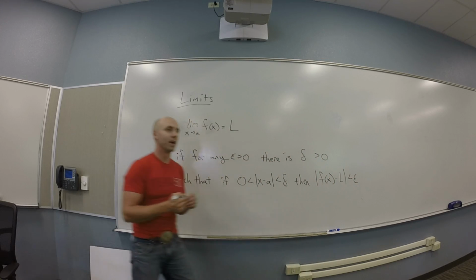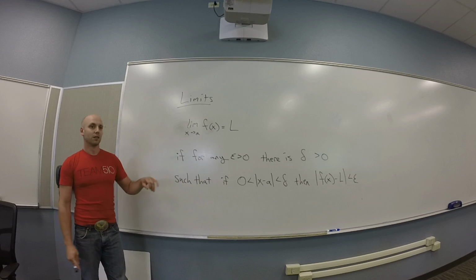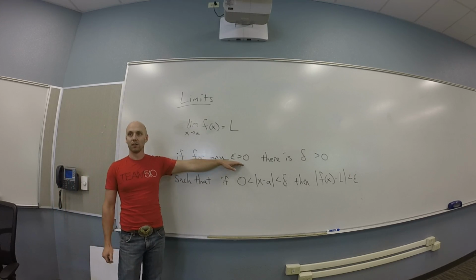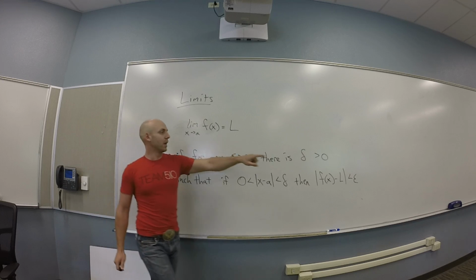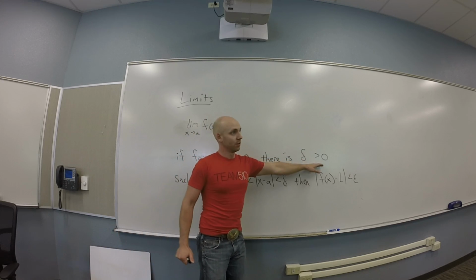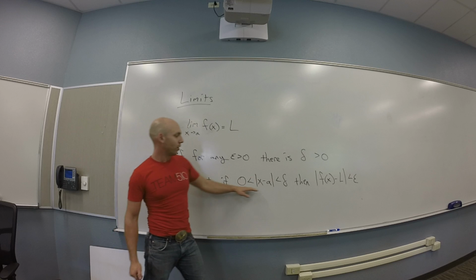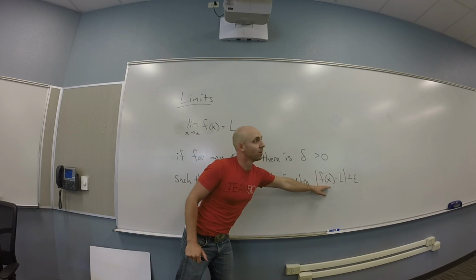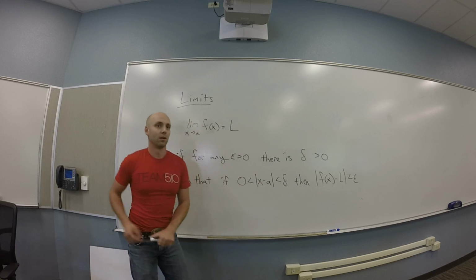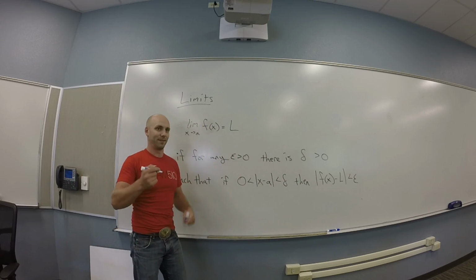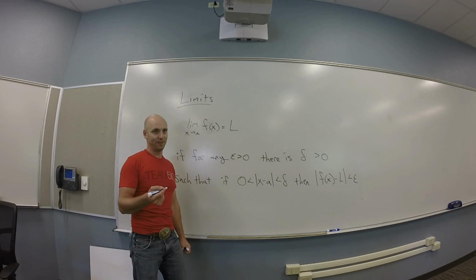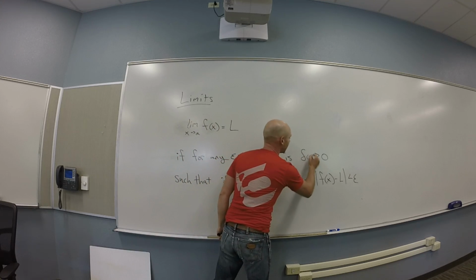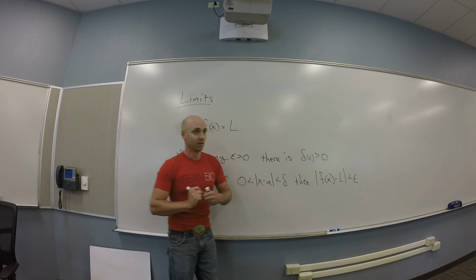Okay, and what did we say this meant? We said this means that if I have an error in the output, there's an error in the input, so that if I'm within that input error, then the output will be close to L. So how does this relate to a limit existing? Perfect. This is the definition of what it means for a limit to exist.